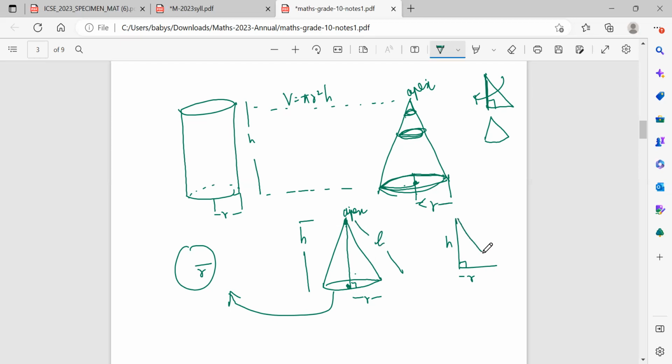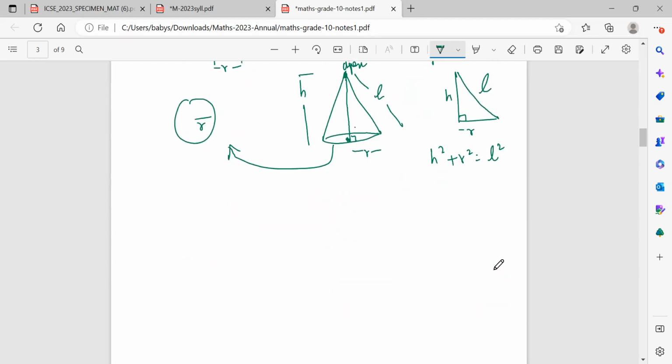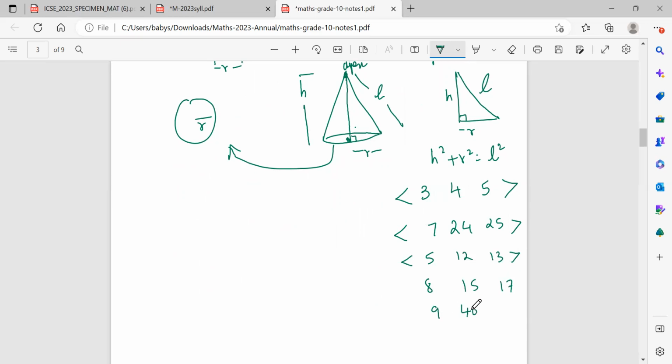In two dimensions, they're related by this formula with h, r, and L. L becomes the hypotenuse, the slant height. So h square plus r square is equal to L square. Okay, h square plus r square is equal to L square. So we have Pythagorean triplets, right? We have seen 3, 4, 5. In each of these triplets, the largest one corresponds to the hypotenuse and the other two correspond to the legs. 7, 24, 25, then 5, 12, 13, 8, 15, 17, 9, 40, 41.